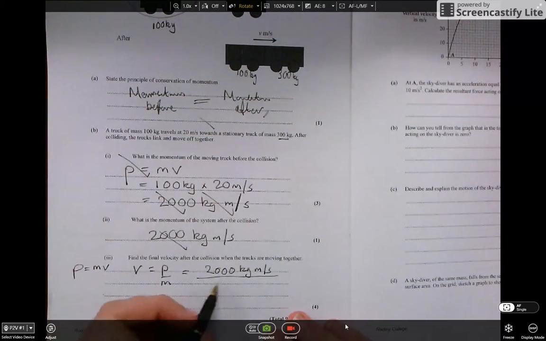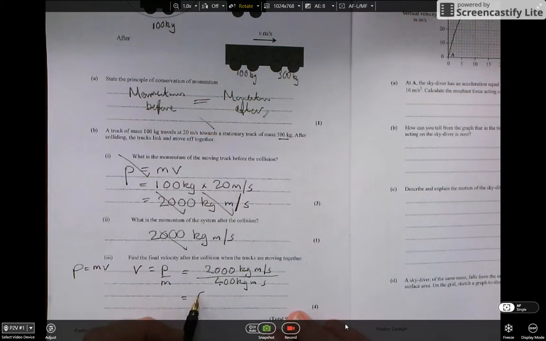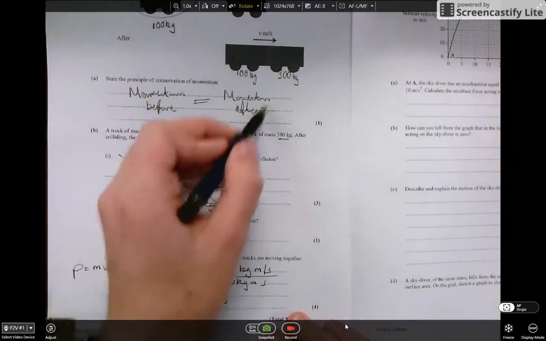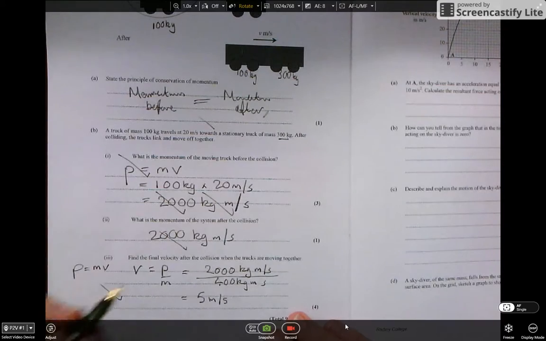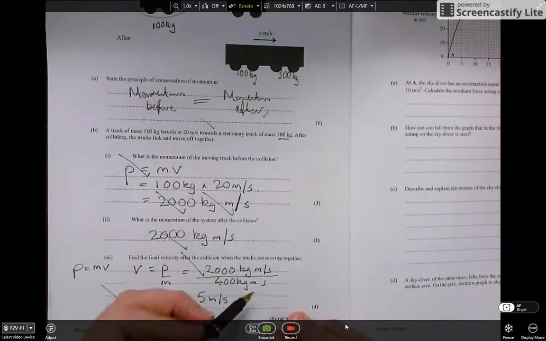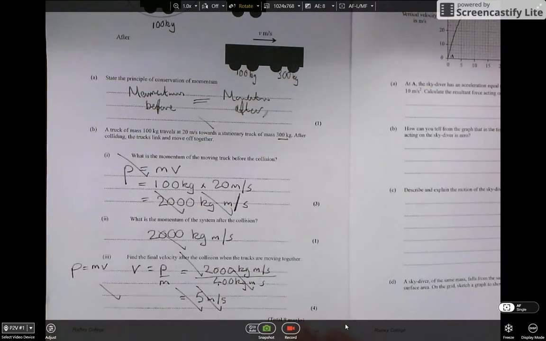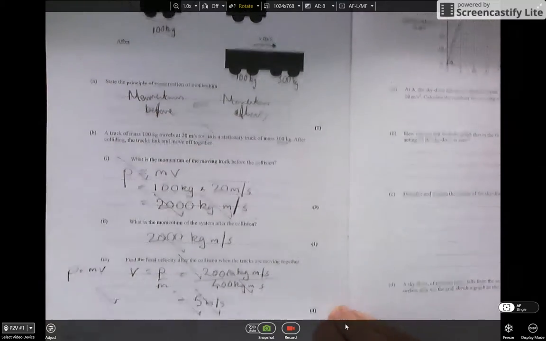So the combined mass is 400 kilograms, and that means 2,000 divided by 400 gives us a velocity of 5 meters per second. The marks here: you could have had a mark for stating this again, or using that fact, so using conservation of momentum to get us to 2000. A mark for working out the combined mass of 400 kilograms, and then answer and unit for 4 marks.